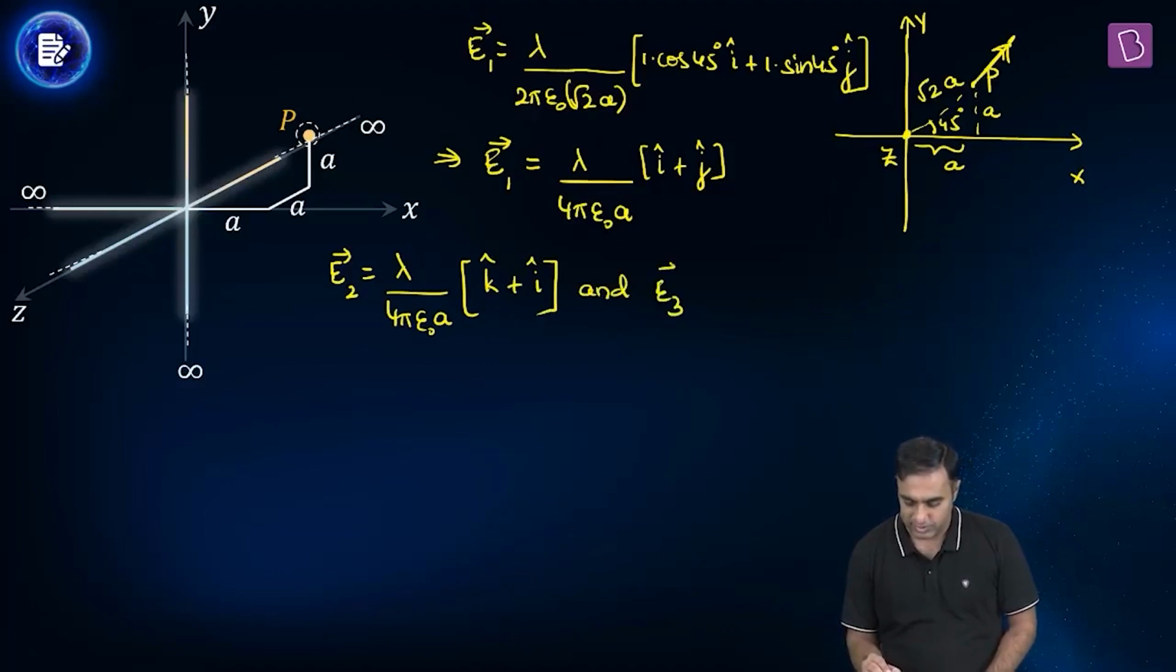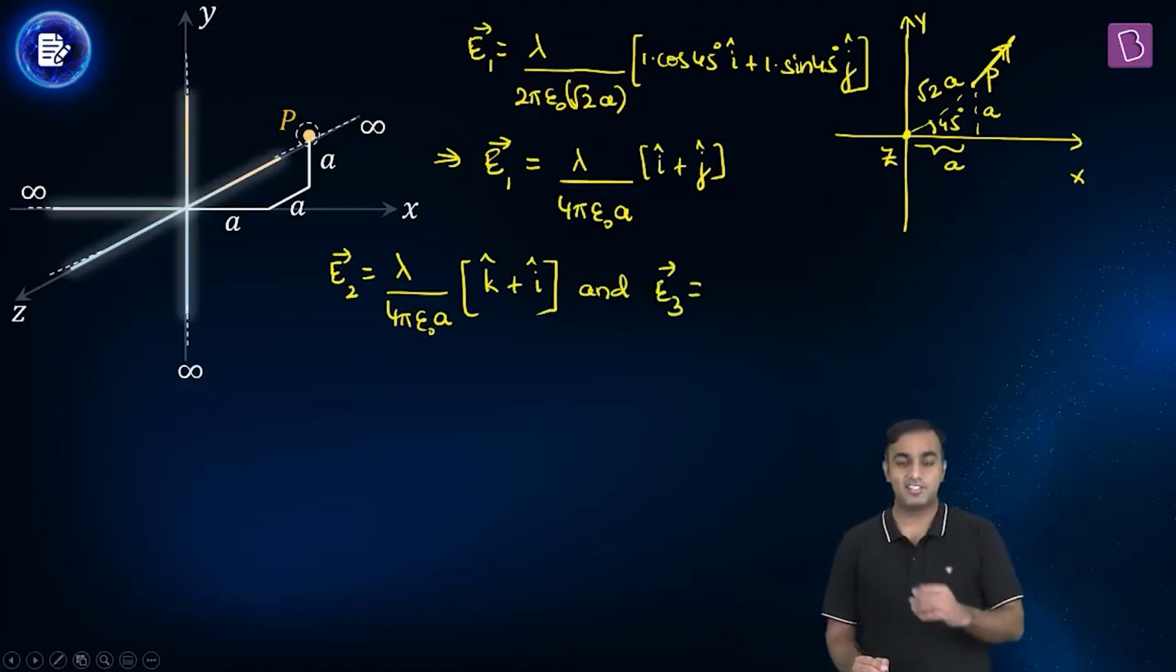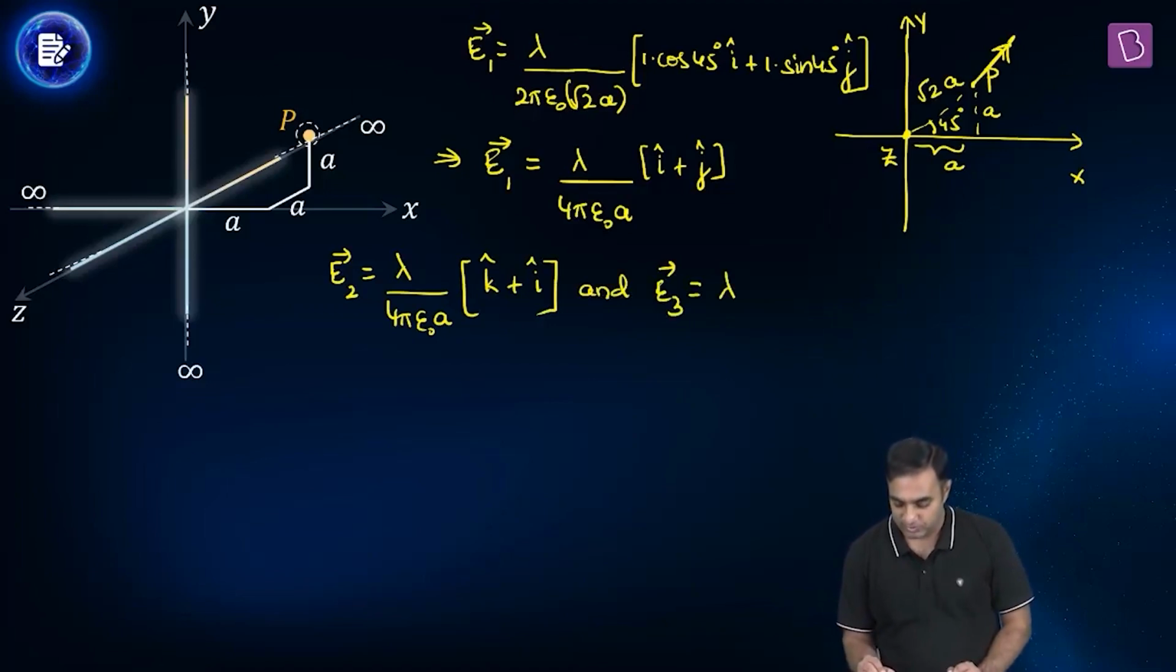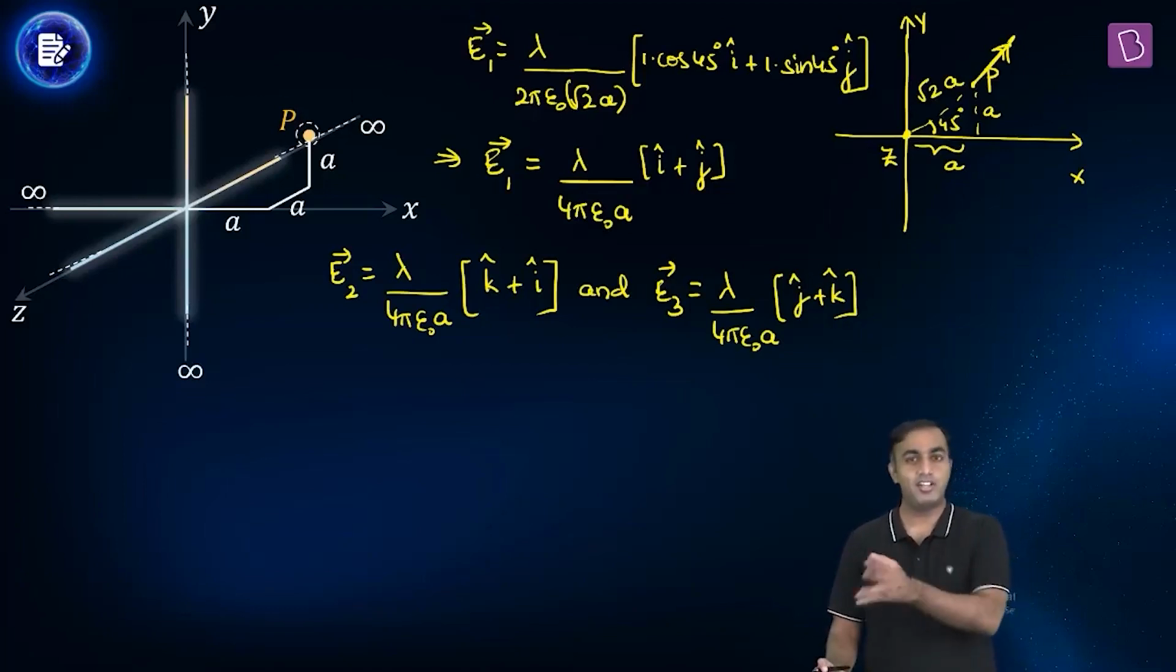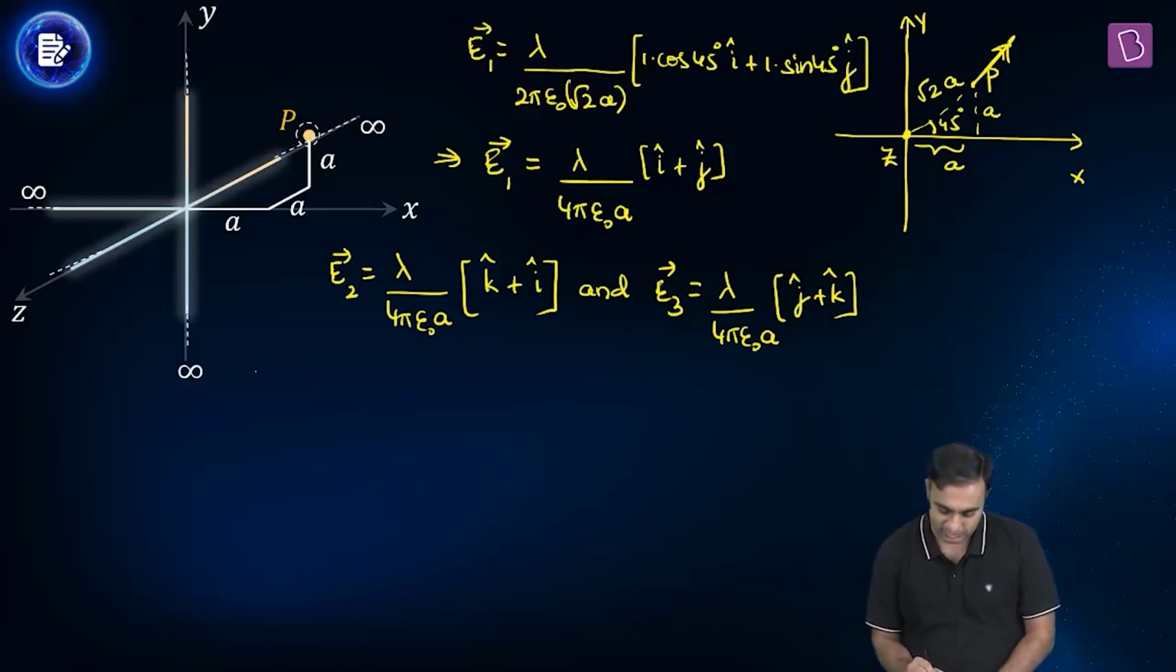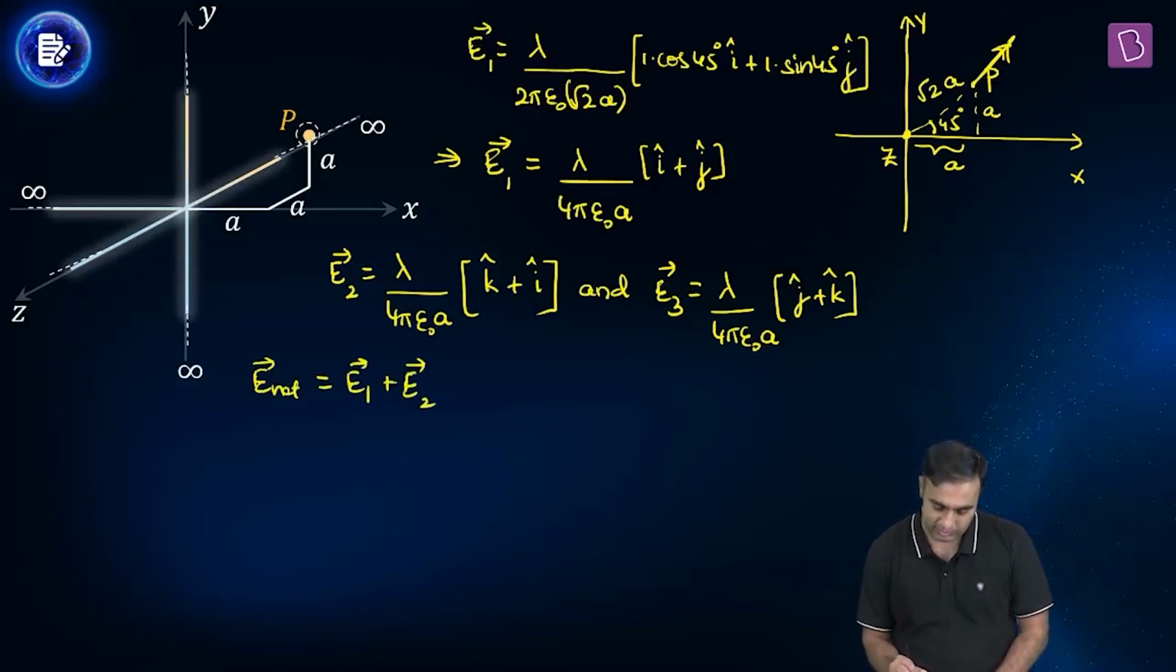And if you consider the line along the x-axis next, the field because of that at this point will turn out to be lambda divided by 4 pi epsilon naught A into j cap plus k cap. All you need to do now is find the vector sum of vector E1, vector E2 and vector E3. What will that get us? E net, which is what we need. It will be vector E1 plus vector E2 plus vector E3.